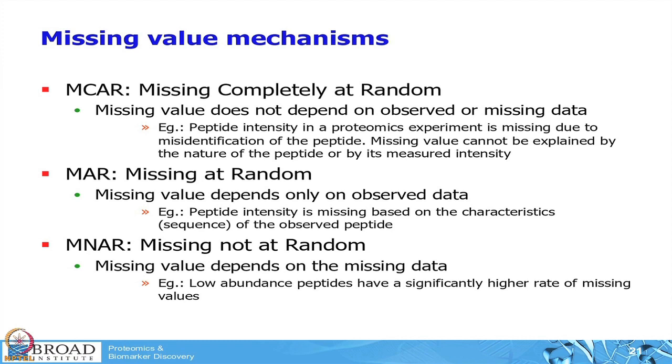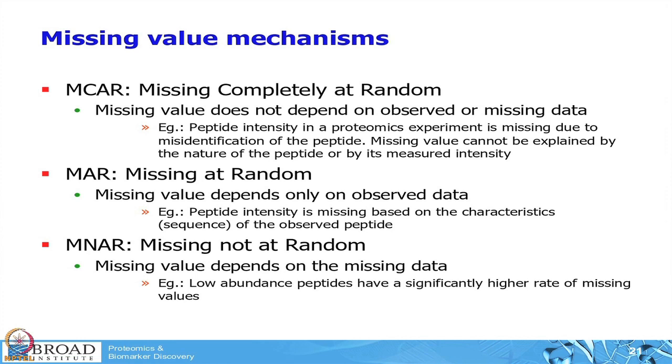So randomness is very important. If your data is missing in such a way that the things that are missing are completely random, then they're not going to affect your biology. And so you can say, okay, fine, I don't care. I'm going to throw it away. If I have 200 proteins that are completely missing at random, then I can just ignore it.